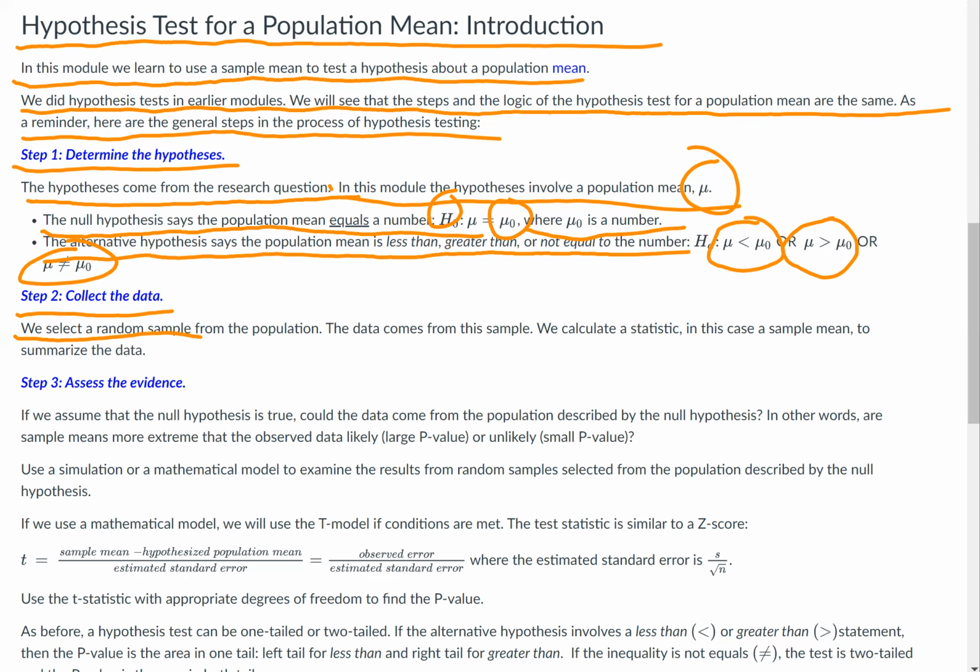We select a random sample from the population. The data comes from the sample. We calculate a statistic, in this case a sample mean, to summarize the data.